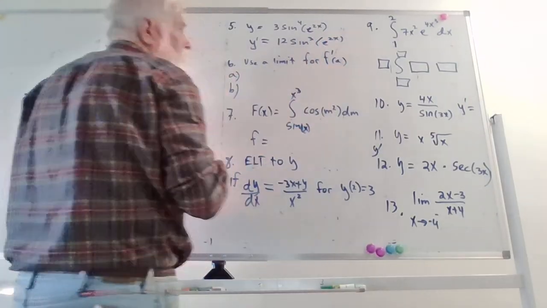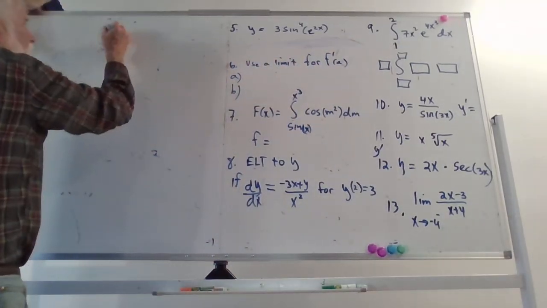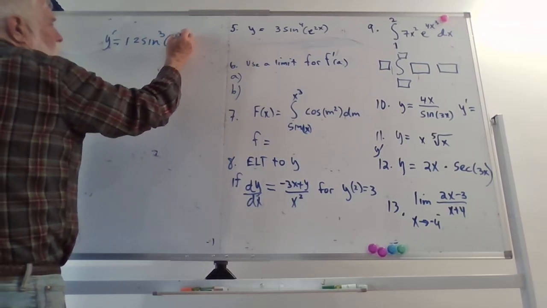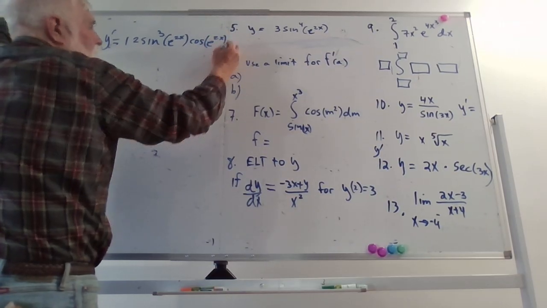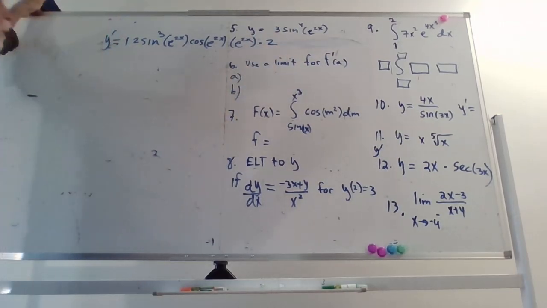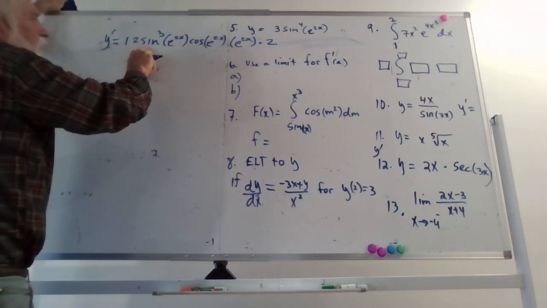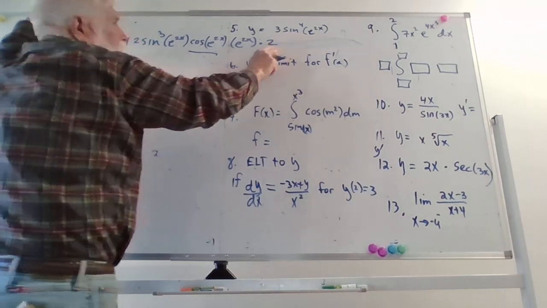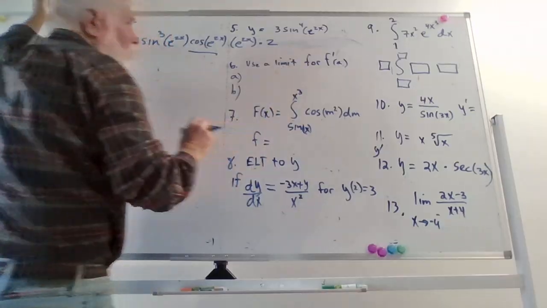I don't have room for it here, so let me just do the rest of it out, and you can check your work. y prime is equal to 12 sine cubed e to the 2x cosine e to the 2x times e to the 2x times 2. So I did the derivative of a fourth power, dropped it down. I did the derivative of sine, which is cosine. That was the second chain. Then I have to do e to the 2x, which is its own derivative, times 2 because of the chain.